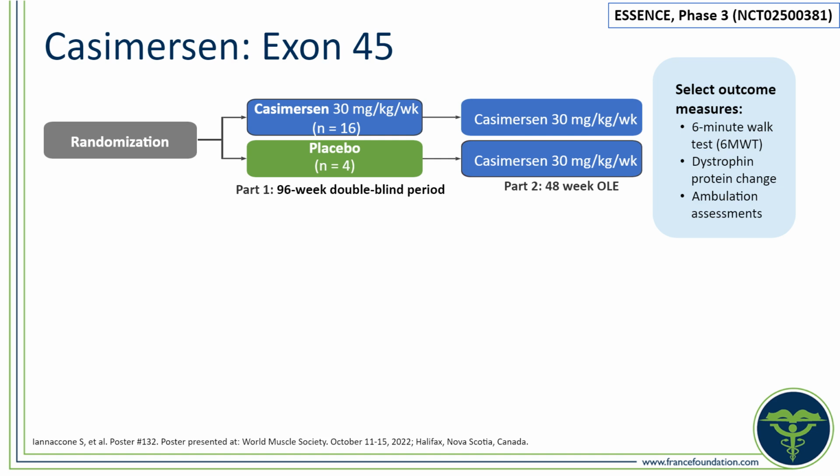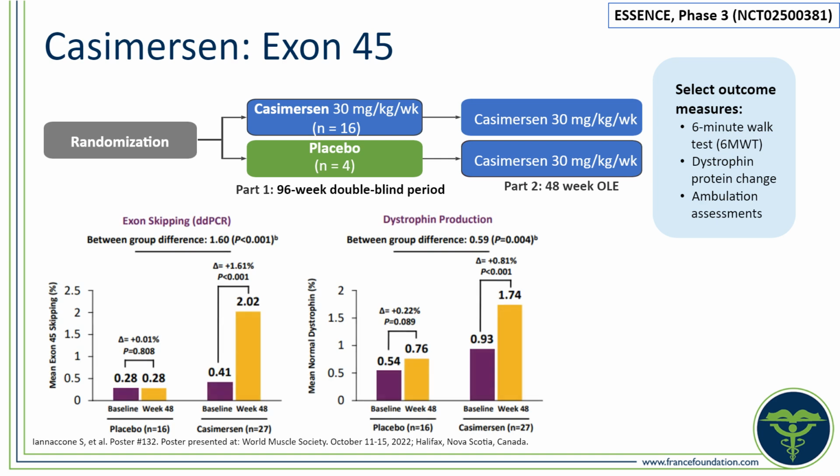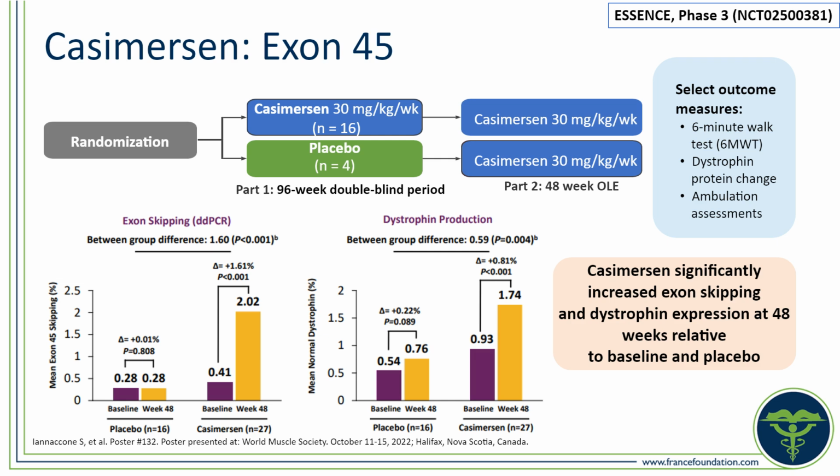And the final agent is casimersen. This is an exon 45 skipping agent. This was studied in a phase 3 placebo-controlled randomized trial over 96 weeks. The data is depicted here. And what we see is that casimersen significantly increased exon skipping, depicted on the left with baseline values on the far left and 48-week data in the middle there. And it also improved dystrophin expression, likewise at 48 weeks, depicted there in the second graph comparing baseline to 48 weeks.